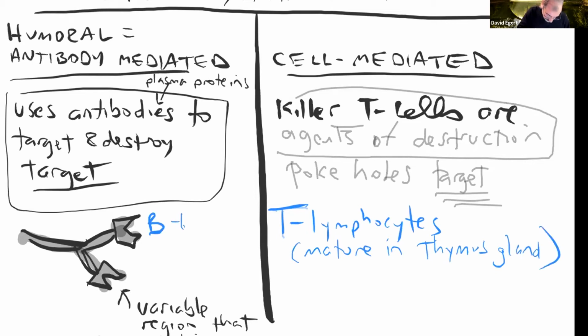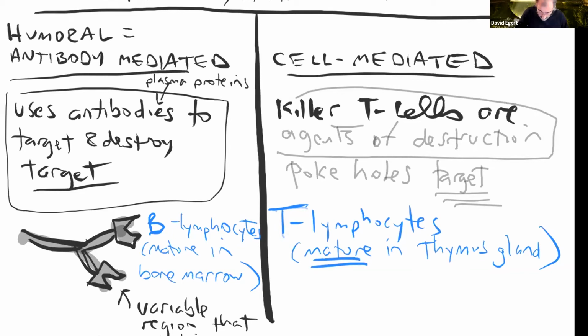Humoral uses B lymphocytes. These mature in the bone marrow. Often they call them just T cells and B cells. But if you want to be more formal, it's B lymphocytes and T lymphocytes.